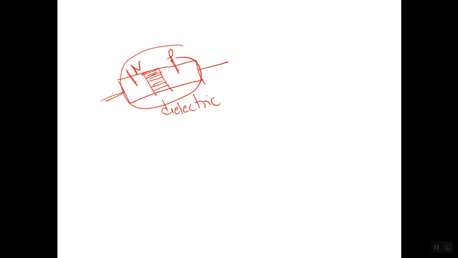At lower frequency it does not show significant behavior of a capacitor, but at higher frequency it offers some capacitance. So what is diffusion capacitance? When it is in forward bias condition, what happens?